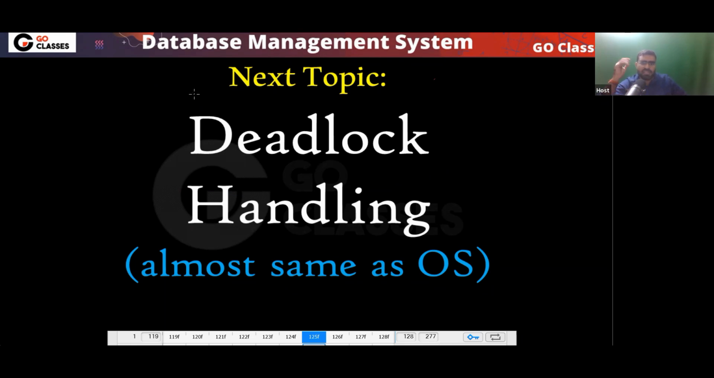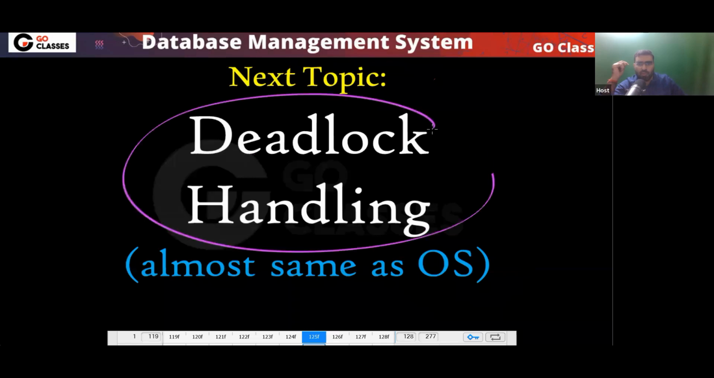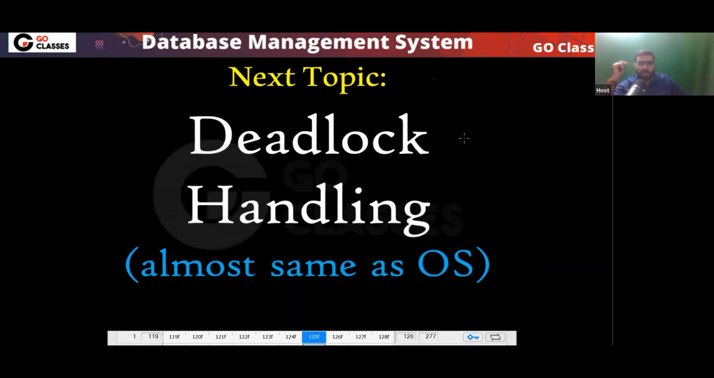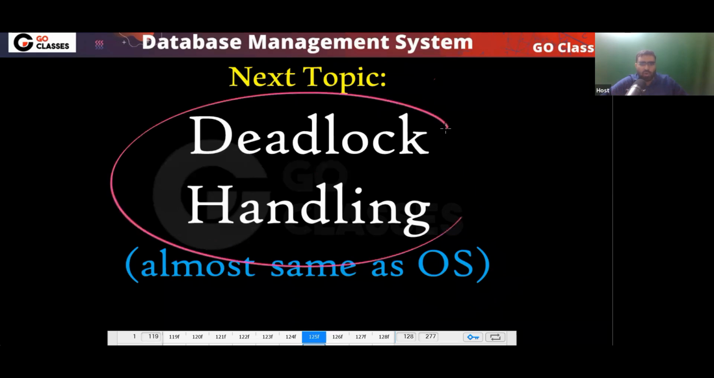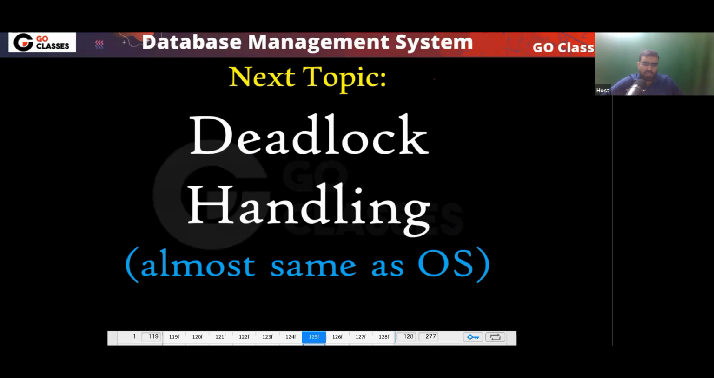So this is from the transaction management point of view. The same topic you will also study in the operating system. In the operating system, you have already seen deadlock handling, like how to prevent the deadlock, how to avoid the deadlock, how to recover from the deadlock, and how to detect the deadlock. But from the DBMS point of view, from the transaction management point of view, how to handle the deadlock, that is our content for this lecture.